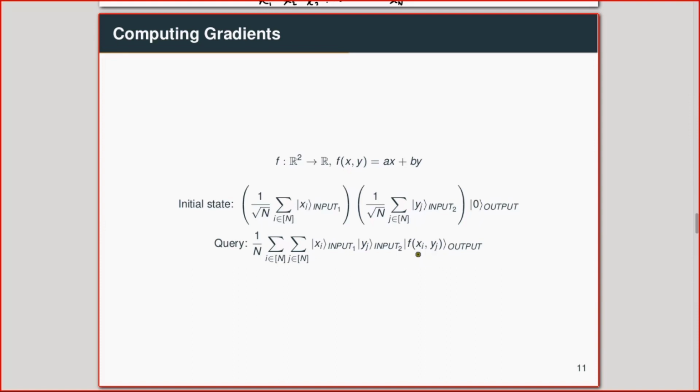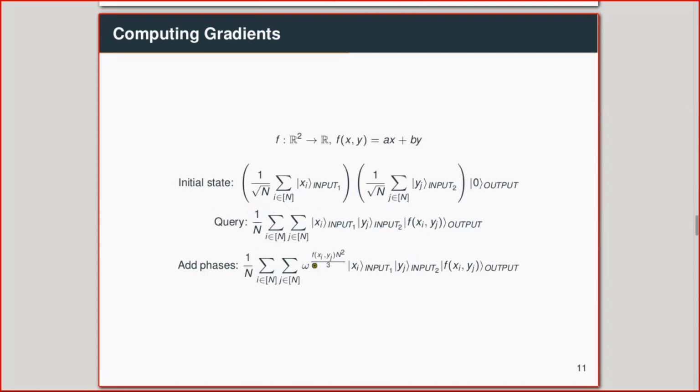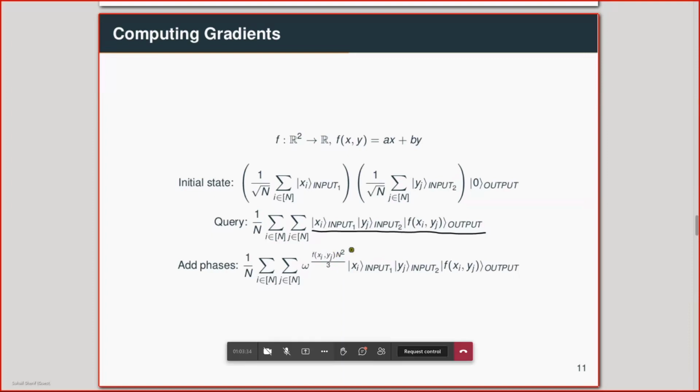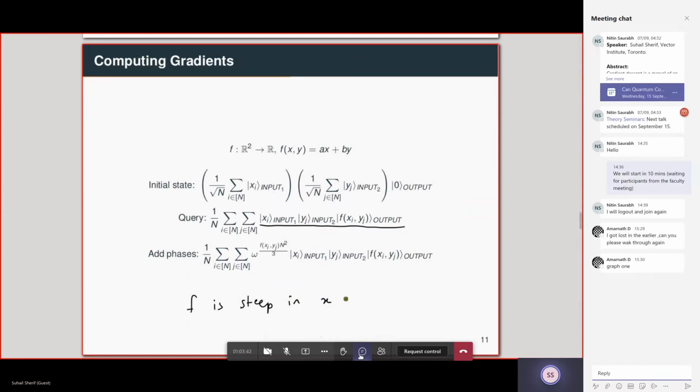and the place where the quantum computer gets f of xi, yj, and I've added the coefficient omega to the f. What this does basically is, if your value is increasing a lot, so if you look at, say, f is steep in the x direction, then if you look at the various values here, you will be getting omega to the power of f.